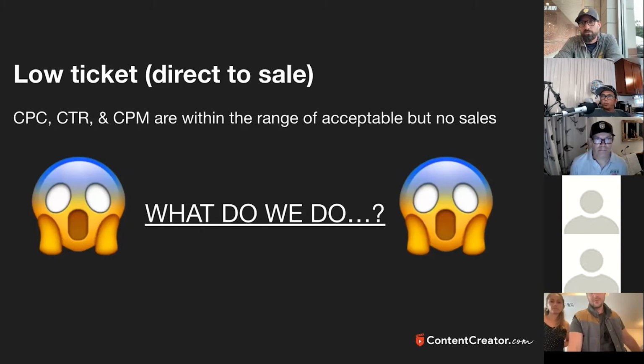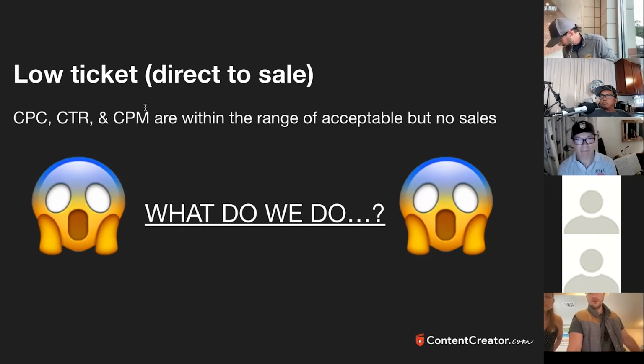All right. Quick question. If your cost per click, your click-through rate, and your cost per million are within the range of acceptable, but there are no sales, what would you do? You look at the offer, you look at your landing page. Would we keep the ads on or turn them off? Keep the ads on, otherwise you're going to mess up the algorithm. Well, if you're not making sales, how much money are you going to blow? Turn them off then.